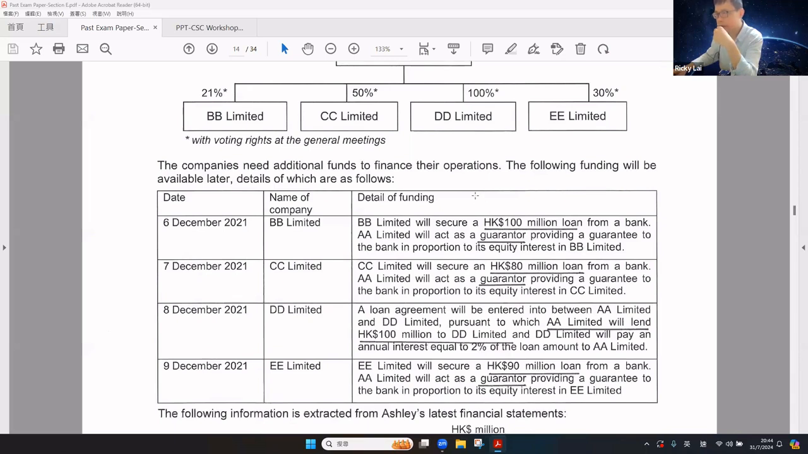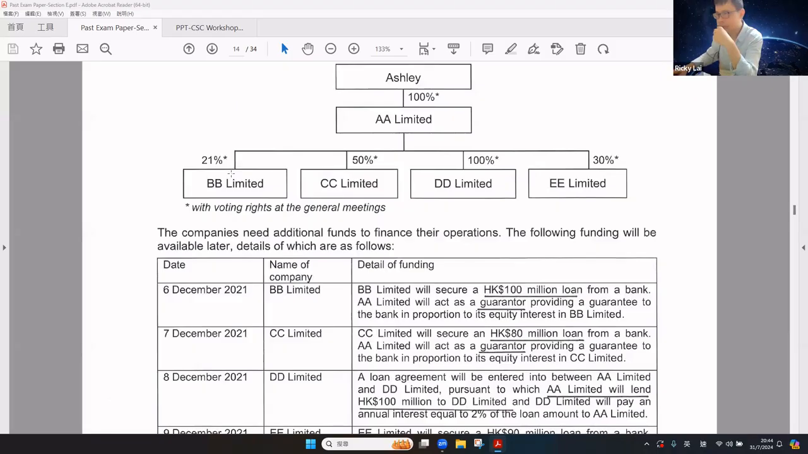Because of the need for additional funds to finance their operation, foreign funding will be provided. First of all, looking at company B, this will secure a $100 million loan from the bank, and A will act as a guarantor, providing a guarantee to the bank in proportion to its equity interest in B. So A needs to provide the guarantee for this 100 million loan, and the other party, that is the 79% shareholders, also bear the respective guarantee.